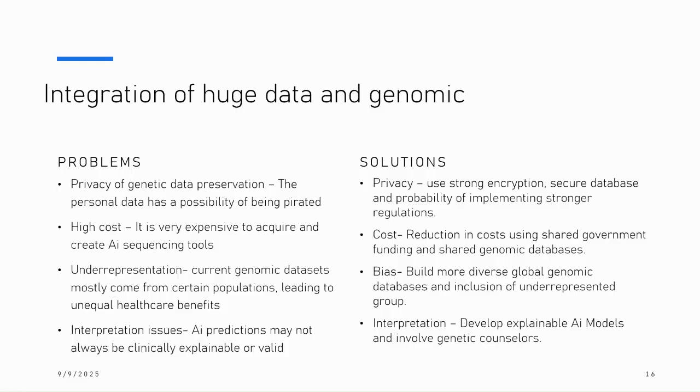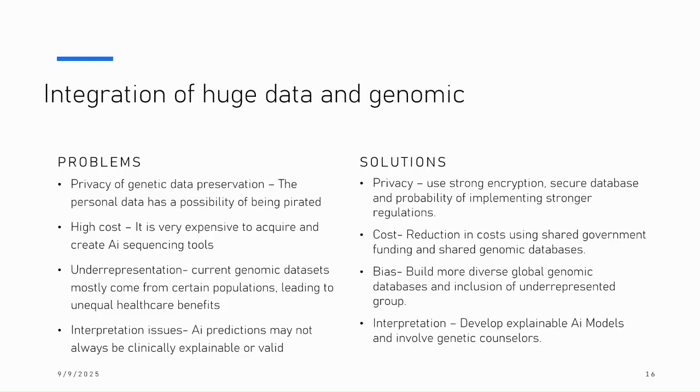Fortunately, some solutions are emerging to address these problems. For privacy, as we talked about, genetic data can be protected with stronger encryption, secure storage systems, and stricter laws like GDPR or HIPAA, which are starting to be implemented in some of the said countries. To reduce costs, governments and international organizations are investing in large shared databases and cloud computing, which lowers the barrier for hospitals and research labs.